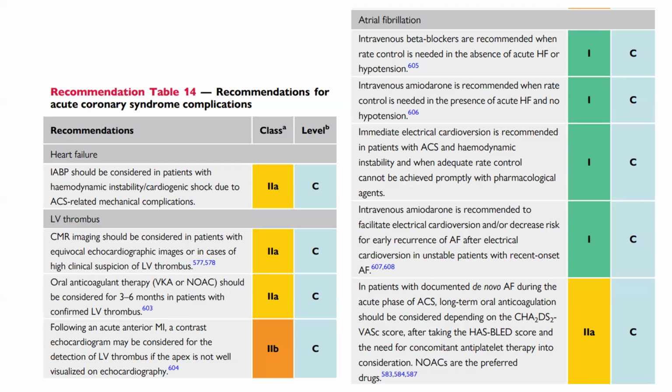Intravenous amiodarone is recommended to facilitate electrical cardioversion and or decrease risk of early recurrence of AF after electrical cardioversion in unstable patients with recent onset AF. In patients with documented de novo AF during the acute phase of acute coronary syndrome, long-term oral anticoagulation should be considered depending on the CHA2DS2-VASc, now CHA2DS2-VA, after taking the HAS-BLED score and the need for concomitant antiplatelet therapy into consideration.